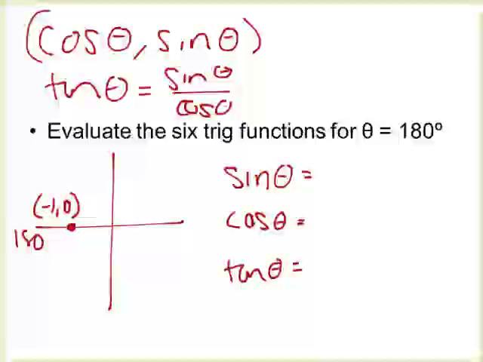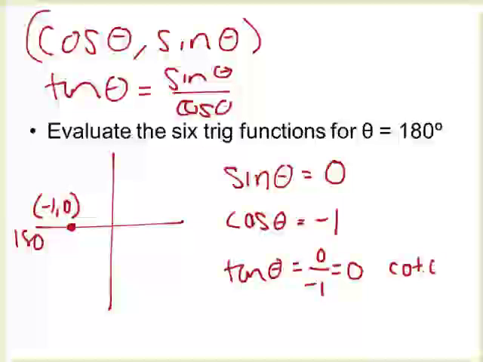Sine is the second part of that point, so sine is 0, the second value in the point. Cosine is negative 1, the first value in the point. So the point gives us the cosine and the sine alphabetically. Cosine is the first part of the point, sine is the second part of the point. Tangent is sine divided by cosine. What is 0 divided by negative 1? 0. 0 divided by anything is 0.